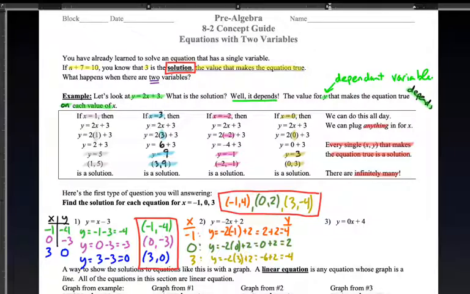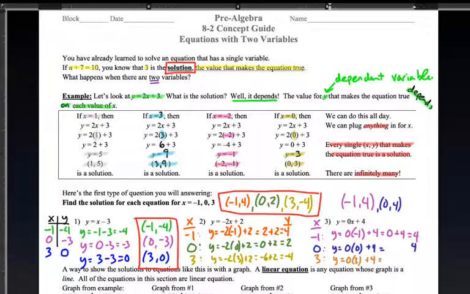What about this equation? y is equal to 0x plus 4. Well, that becomes 0 times negative 1 plus 4. That's 0 plus 4, which is 4. What about when x is 0? Well, that becomes 0 plus 4, which is 4.